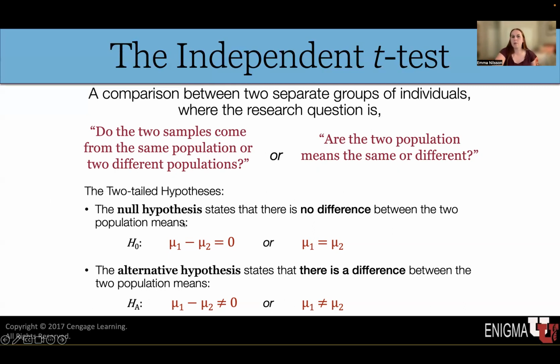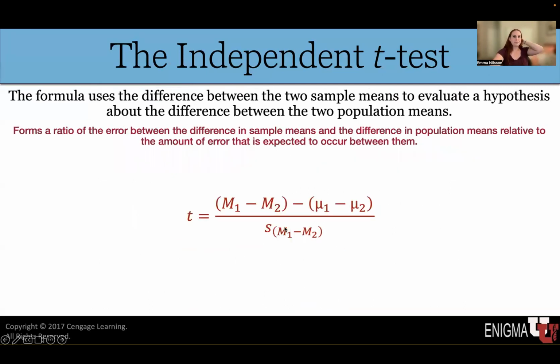We'll talk a little bit more about what the null hypothesis and alternative hypothesis state for an independent t-test, but in general, the null hypothesis states that there's going to be no difference between the means of our 2 populations, so they're equal to each other. The alternative hypothesis says that there is a difference between the 2 population means. So the formula that we use to calculate the t-statistic for an independent t-test uses the difference between the 2 sample means to evaluate a hypothesis about the difference between the 2 population means. So both of those have to be in our formula.